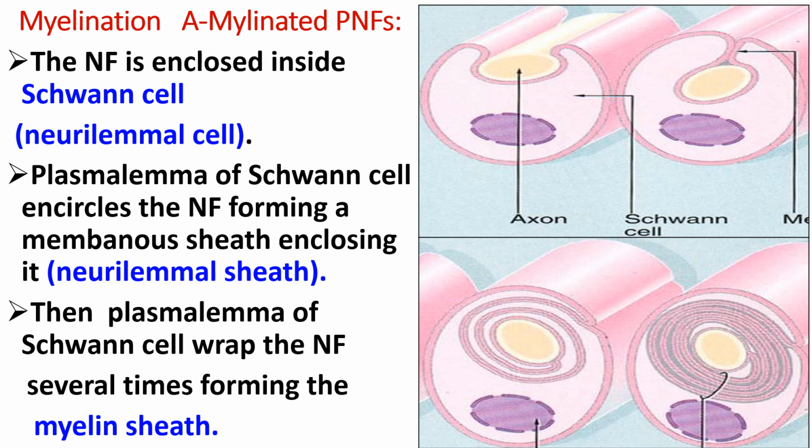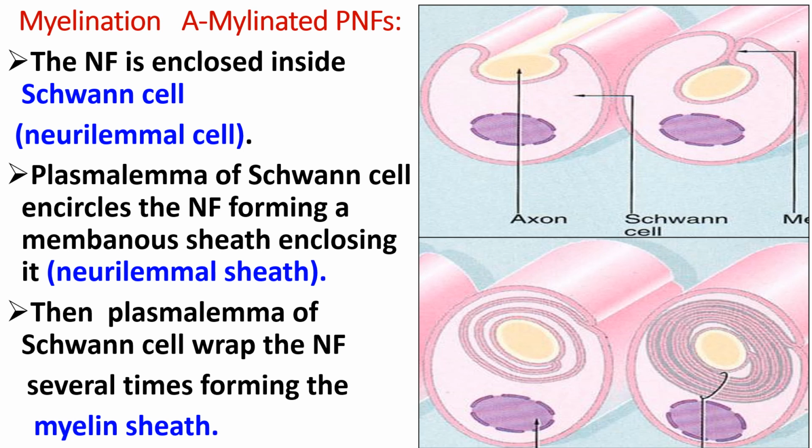What about myelination, the process of myelination? We're going to start by myelination in peripheral nervous system. How peripheral nerve fibers become myelinated. The nerve fiber first becomes enclosed inside a cell called Schwann cell. It is also called neurilimbal cell.